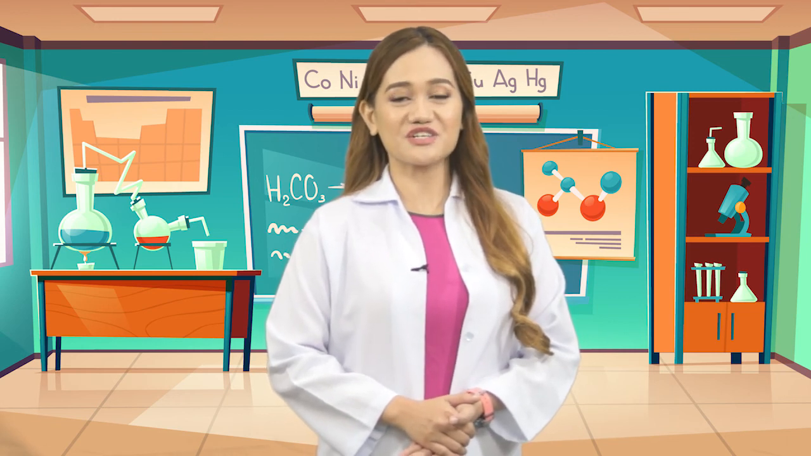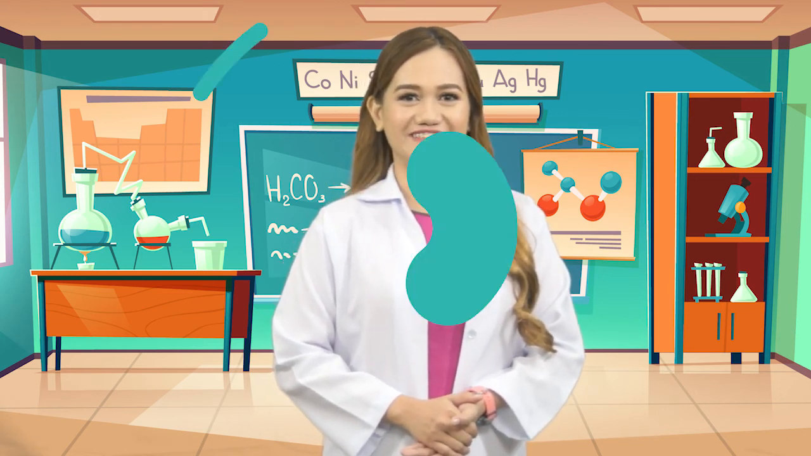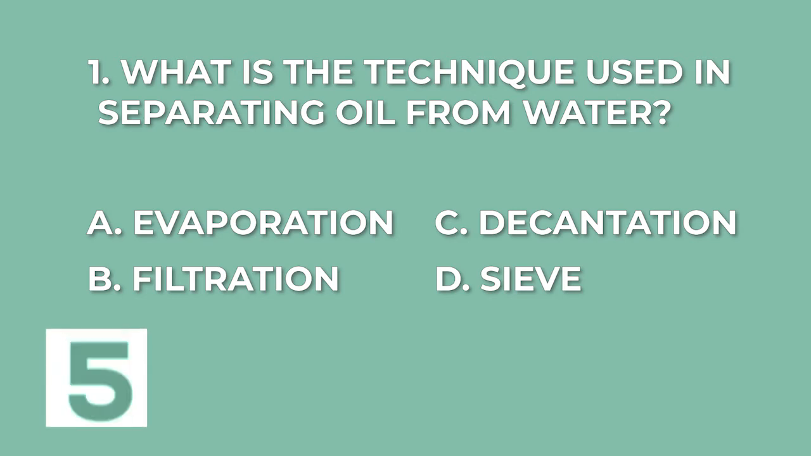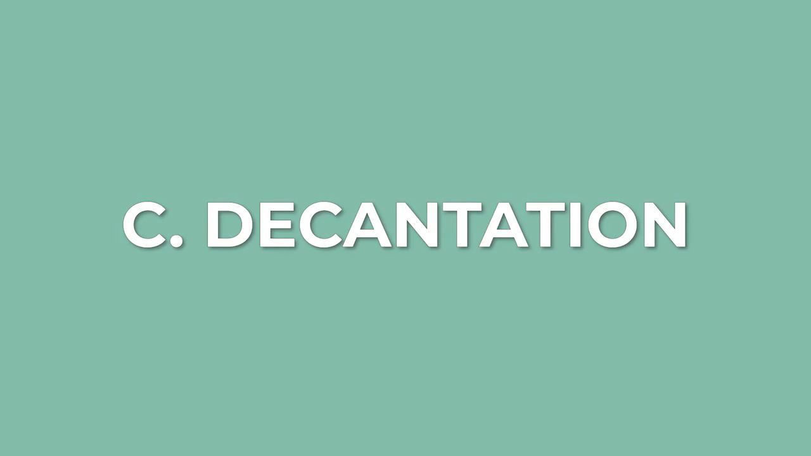At this point, let's check how far you have understood our lesson. Read each question that will be flashed on your TV screen. Choose the letter of the correct answer. Say it after 5 seconds. Here is number 1. What is the technique used in separating oil from water? The answer is letter C.